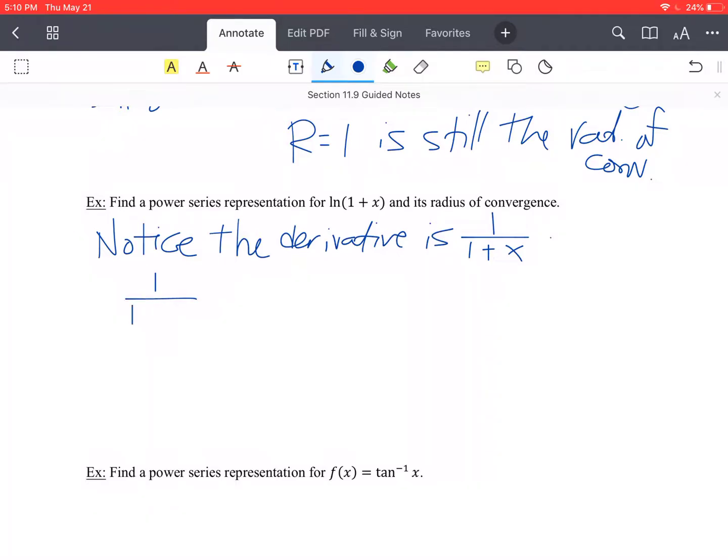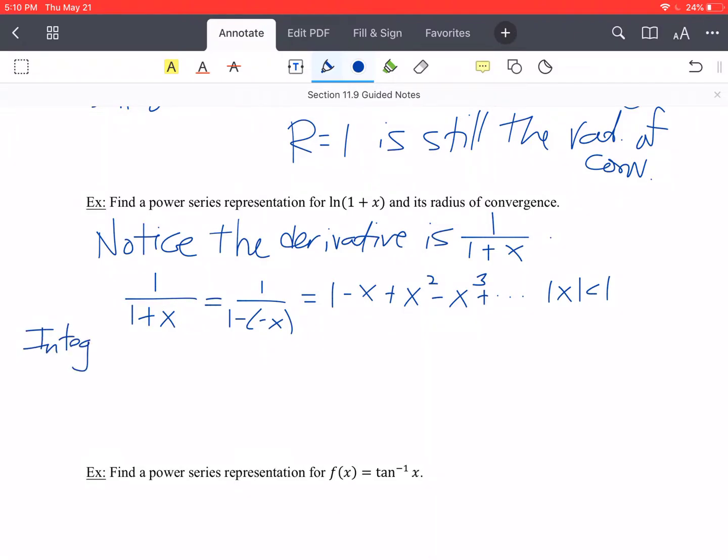So we have 1 over 1 plus x equals 1 over 1 minus negative x, if we want to put it in that geometric form. So this would give us 1 minus x plus x squared minus x cubed plus etc., as long as the absolute value of x is less than 1. And then what we can do is integrate. So go with something we know, and then manipulate it to get to something that we want.